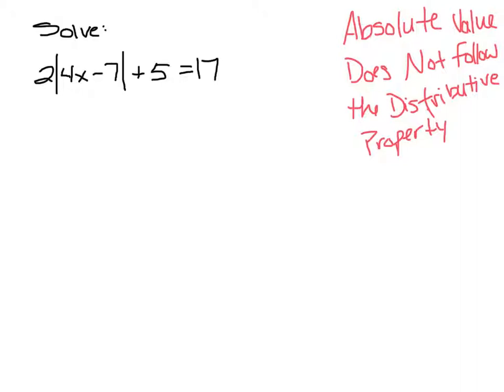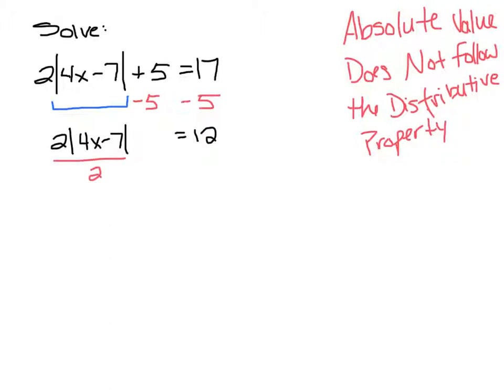So let's solve it just like we did the other one. We're going to isolate the absolute value first. We need to get this part all by itself. So we're going to get rid of this 5. So we're going to subtract 5 from both sides. And we're left with 2 times the absolute value of 4x minus 7 equals 12. Now we need to get rid of this 2. So we're going to divide both sides by 2. And finally we're left with the absolute value of 4x minus 7 equals 6.